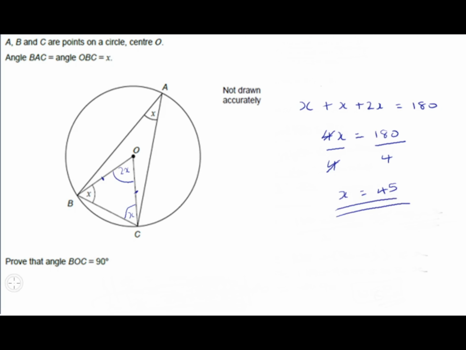Now angle BOC is equal to 2x, because angle BOC is the angle formed at the center. So therefore, angle BOC is equal to 2 times the value of x, which is 45. So angle BOC is equal to 90 degrees. So therefore, we have proven this question.